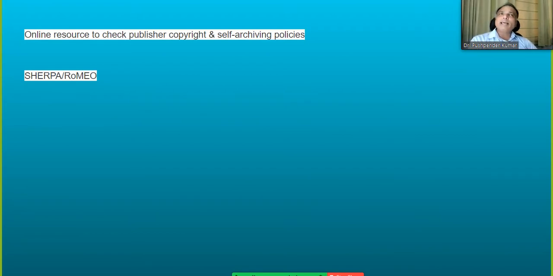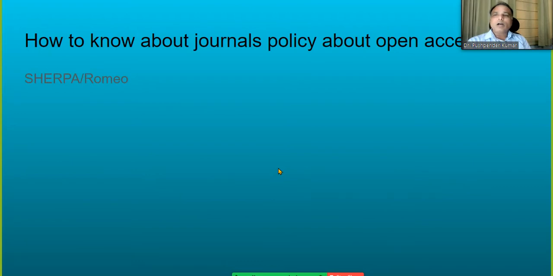How do we know which journal is giving you permission for self-archiving? Which journal says no, you cannot use it because it has copyright? For that we have one website called Sherpa Romeo. I will show you that website. How to know about a journal's policy on open access, whether that journal is open access or not?